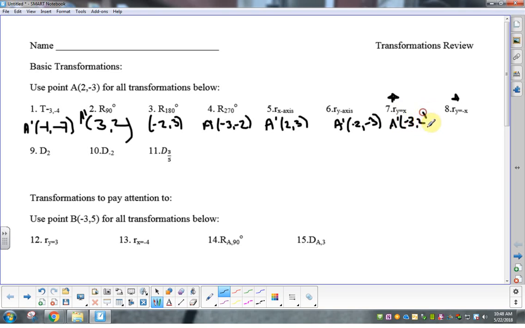And for y equals -x, you would switch and negate them. So you would flip them and change their sign. So it'd be (3, -2). And those are the basics for rigid motions, so ones that keep it the same.